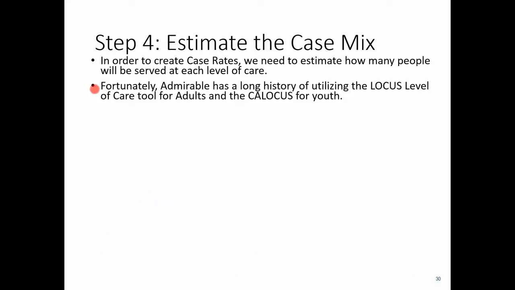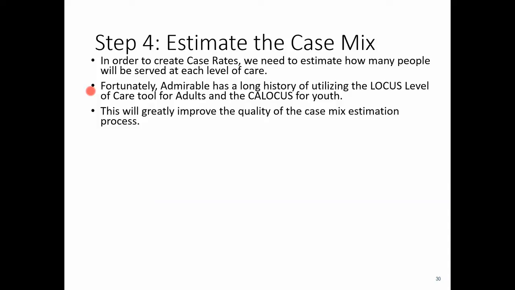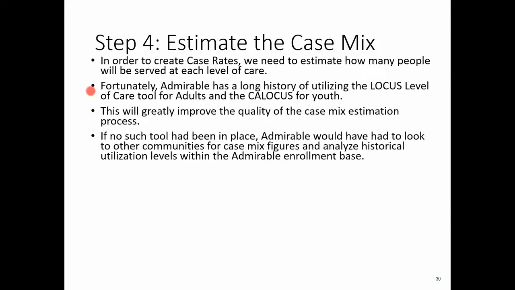Fortunately, in my example, they have a long history of utilizing the LOCUS and the CALOCUS, so they're able to look at that historical information, which greatly improves the quality of the estimation process. If no such tool has been in place, Admiral would either have to look to other communities for case mix figures and project that over to Admirable's community, or make an educated guess.